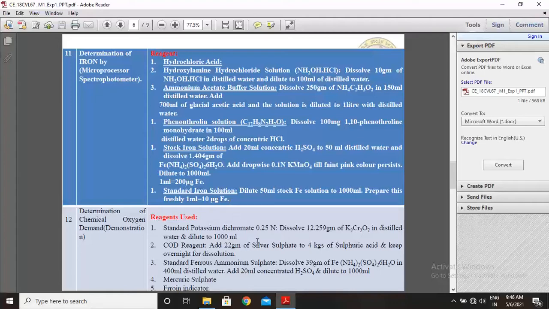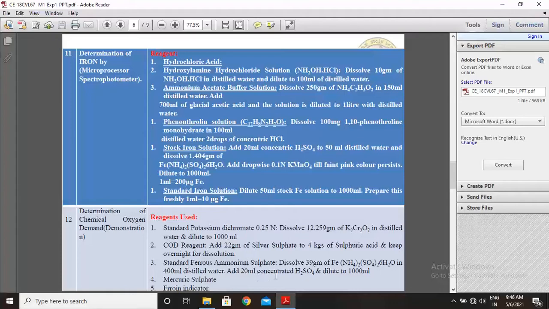Standard potassium dichromate, 0.25 normality. Dissolve 12.259 gram potassium dichromate in distilled water and dilute to 1000 ml. Next, COD reagent is required. To prepare this COD reagent, add 22 gram of silver sulfate to 4 kg of sulfuric acid and keep overnight for dissolution. So now it has become COD reagent.